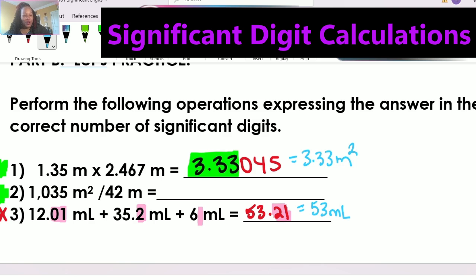Number 2, you've got 1,035 divided by 42. We get 24.642. I'm just going to give out the first couple numbers. 24.642. Well, remember, we only need 2 of them because of our significant digits rule. We go with the least amount of digits. So tell me in the chat box what your final answer is.